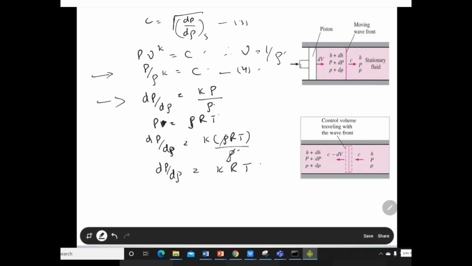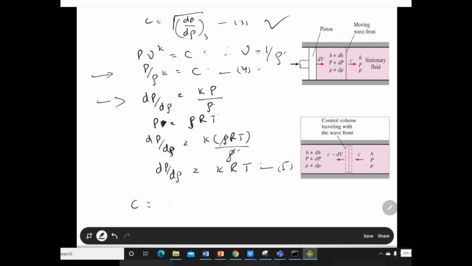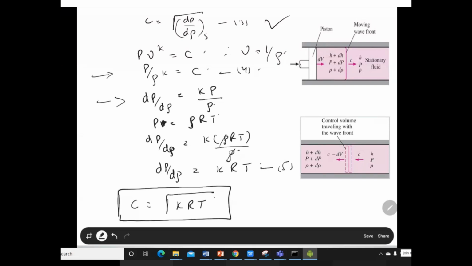From here, if I put this equation, number 5, into equation number 3, what will be the final thing? C is equal to the square root of k R T. The speed of sound for isentropic flow and for the adiabatic condition is the square root of k R T. If you have any question you can ask me. This is an important tool, so you have to understand it, because this is where we start analyzing compressible flows.